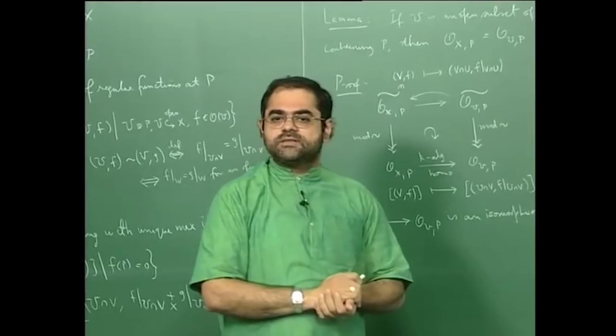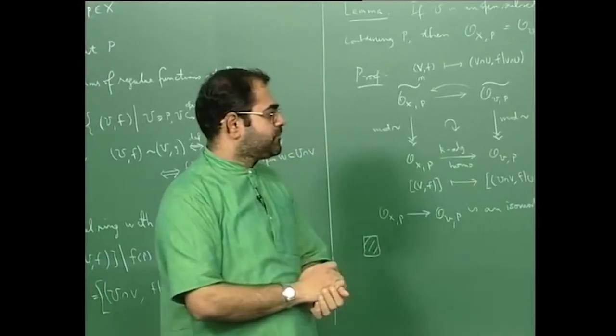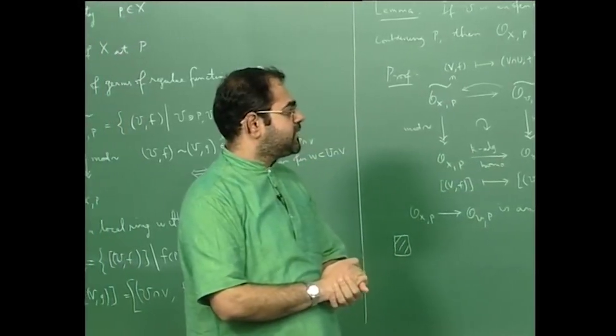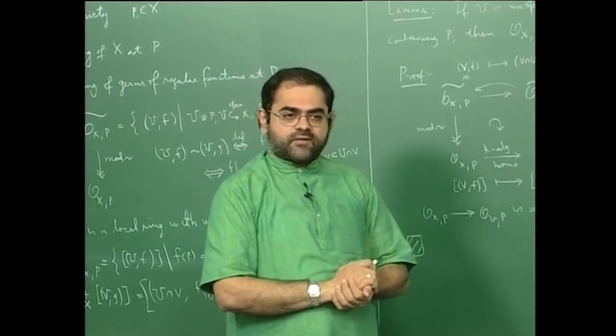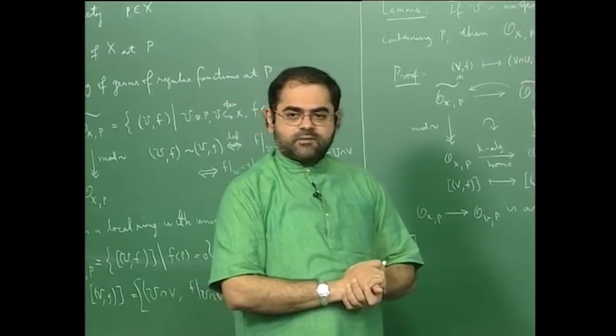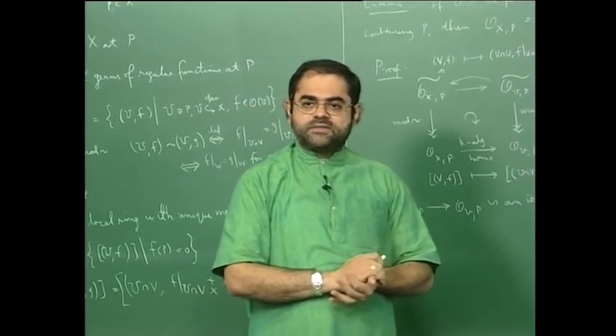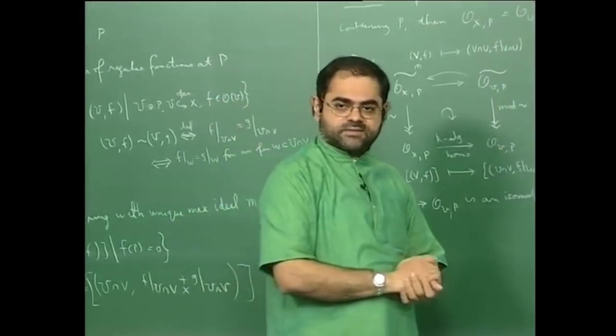So this uses the important fact that I stated in the previous lecture, that any variety affords a finite open cover, a cover by finitely many open sets, each of which is isomorphic to an affine variety. It uses that fact.